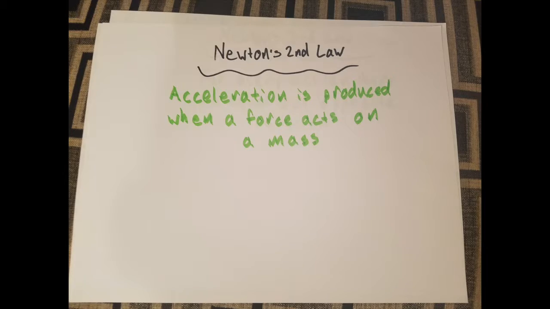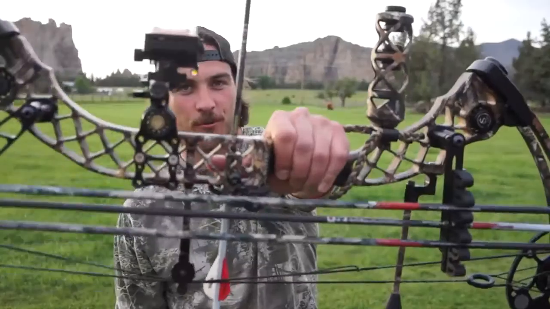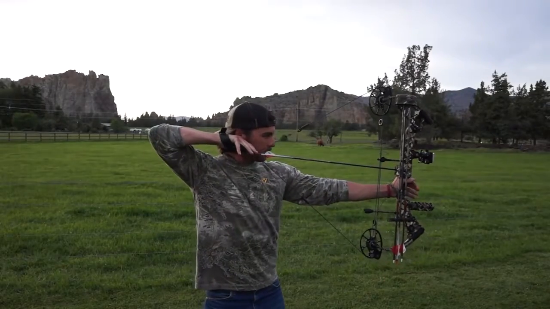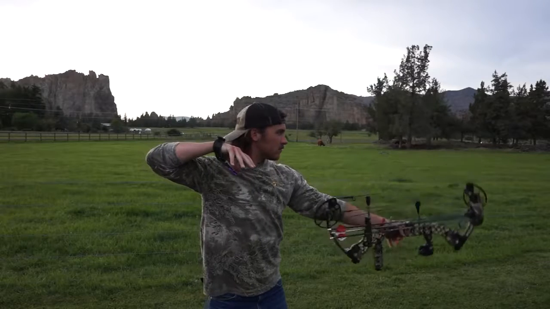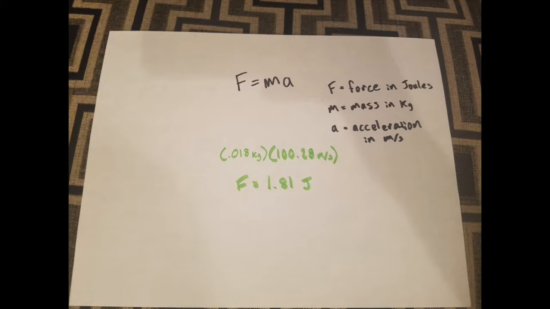Now Newton's second law is acceleration is produced when a force acts on a mass. In this video you'll see this guy pulls back his arrow, which builds up force, and he releases it, which that force produces an acceleration on the arrow.